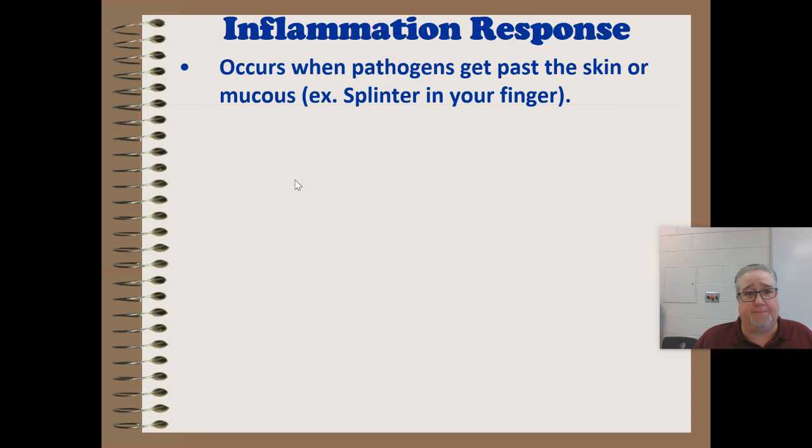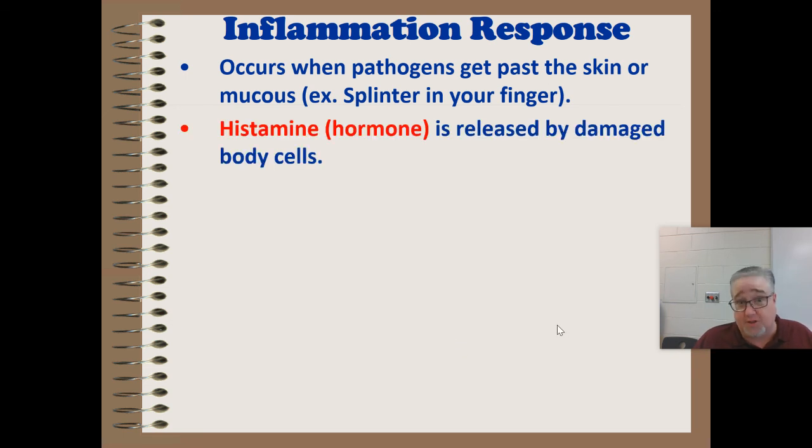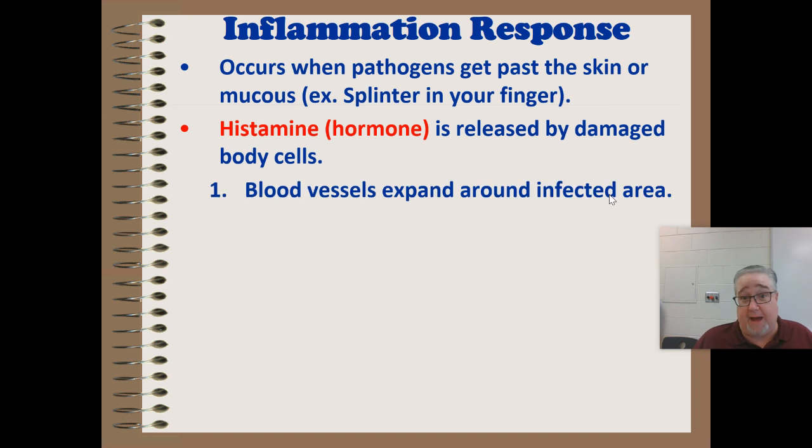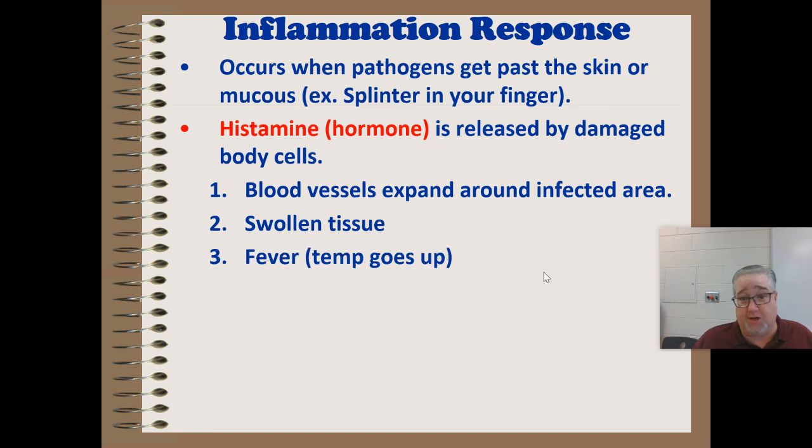So let's kind of review this. Okay, the inflammation response. It occurs when pathogens get past the skin or the mucus, for example, if you get a splinter. So histamine is released by the damaged body cells. And that's a really important thing. The blood vessels will expand around the infected area. That will usually lead to swollen tissue.